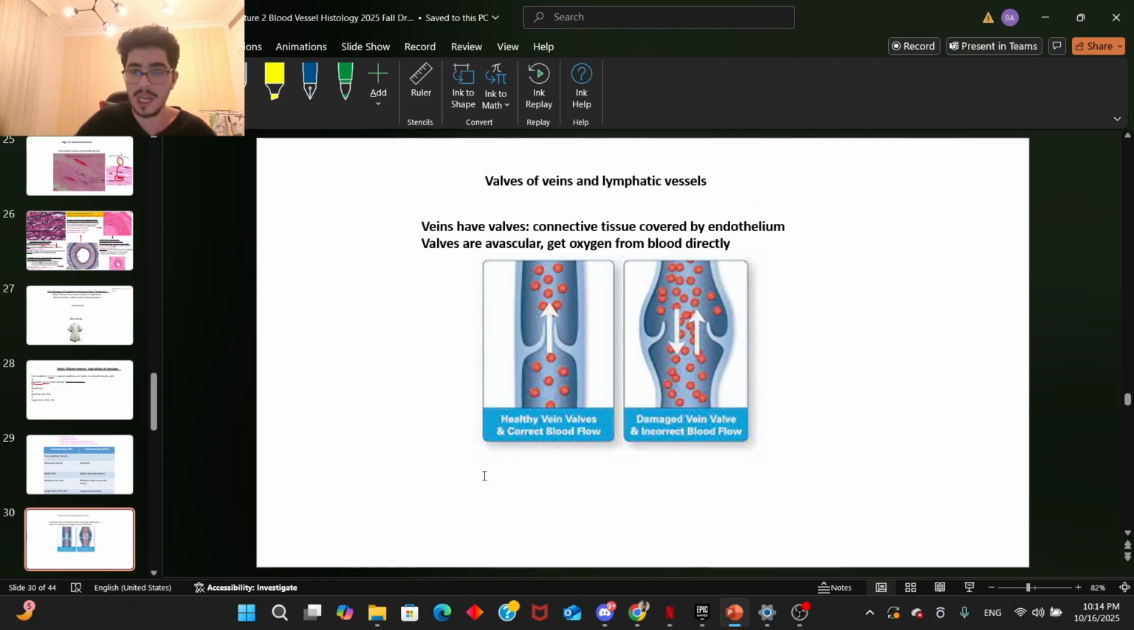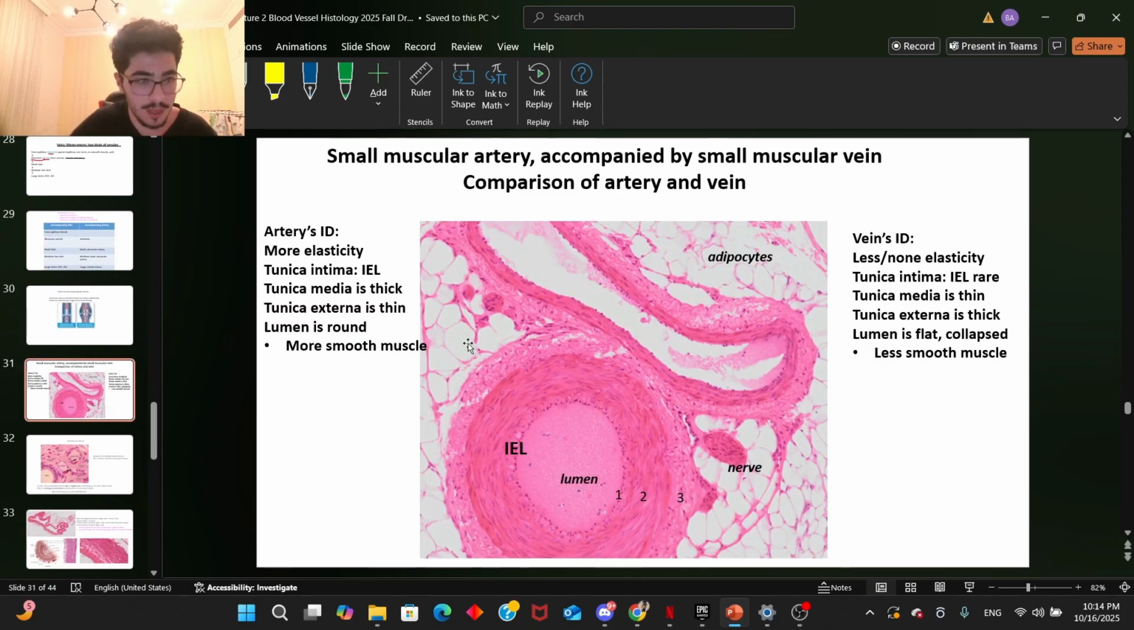Okay. This is just saying that the veins have valves preventing backflow, because remember the pressure in the veins is very, very low. So because the pressure is very low, it can cause backflow. So they have these valves which prevent this backflow. Also, remember these valves are avascular. They don't have a blood supply, which means that they're actually supplied by the blood that's flowing in the veins, right?